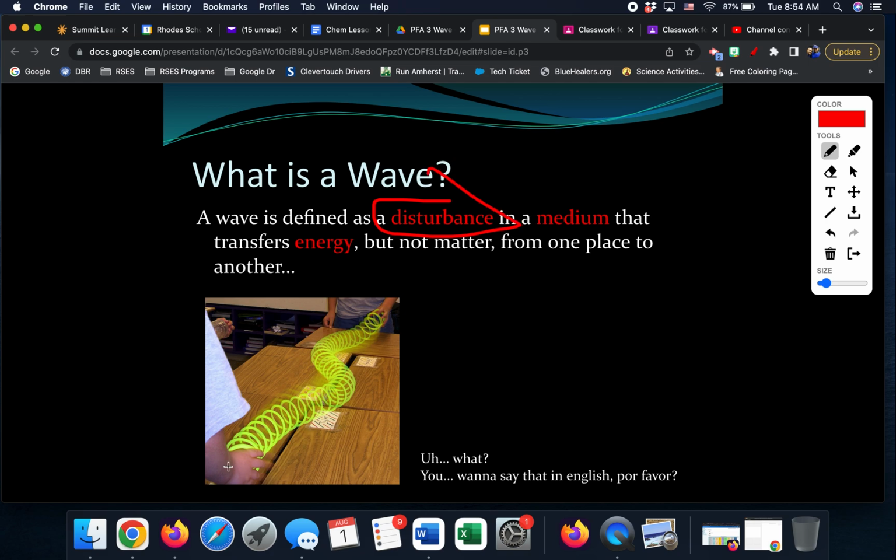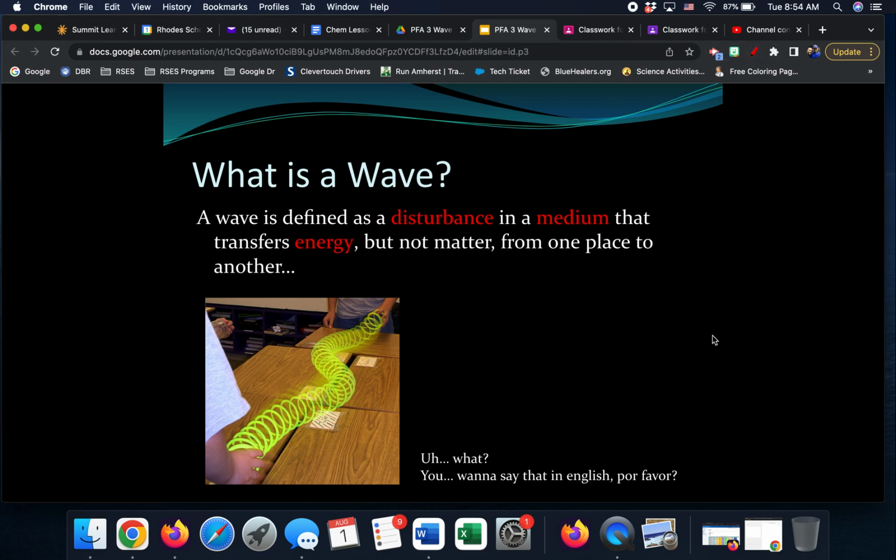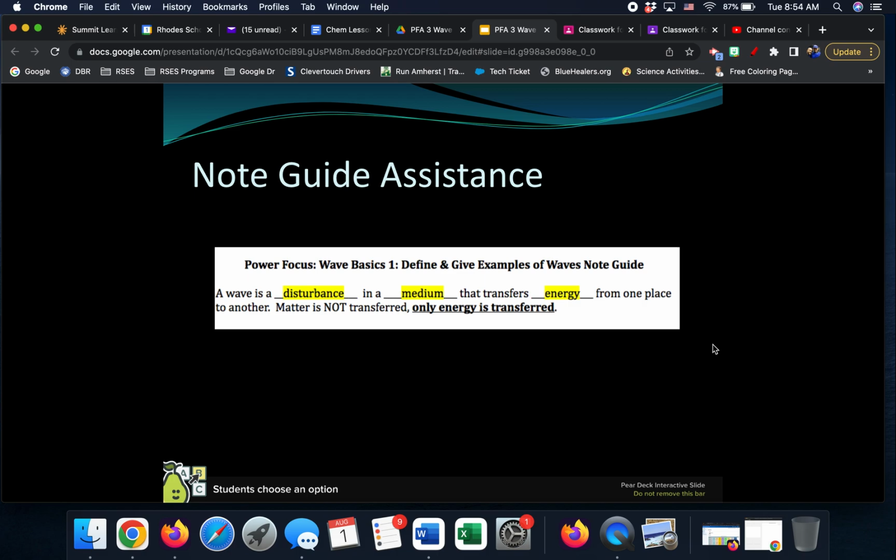So in this case, these two kids shaking this slinky, that would be the disturbance. They're providing the energy, kinetic energy, by moving it. The medium is what that energy moves through. So in this case, the slinky. And what's moving is always going to be energy. That's all waves transfer is energy. We'll practice that a lot, though. Go ahead and get that first bit into your notes.